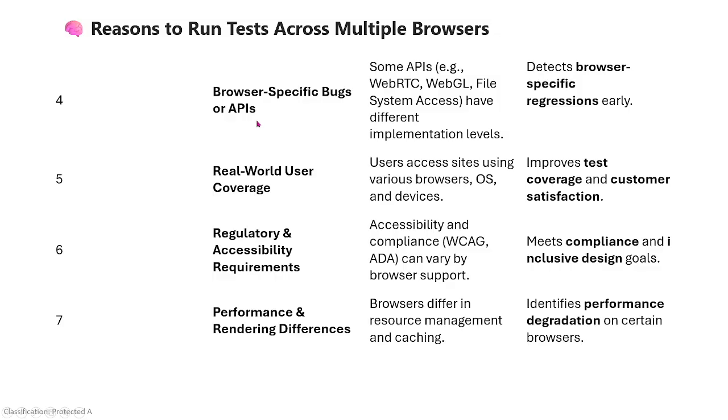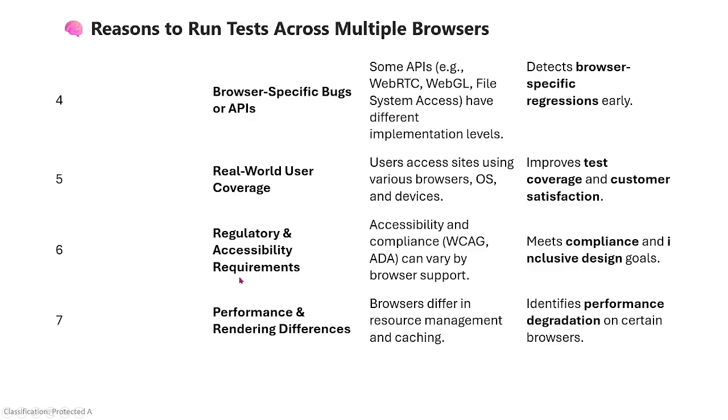Browser-specific bugs or APIs: some APIs, such as WebRTC, WebGL, and file system access, have different implementation levels. This helps detect browser-specific regressions earlier. Real-world user coverage: users access sites using various browsers, operating systems, and devices. This improves test coverage and customer satisfaction.